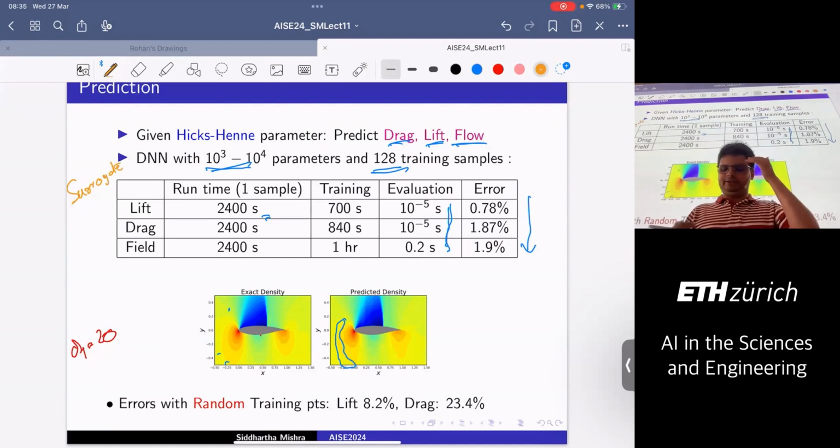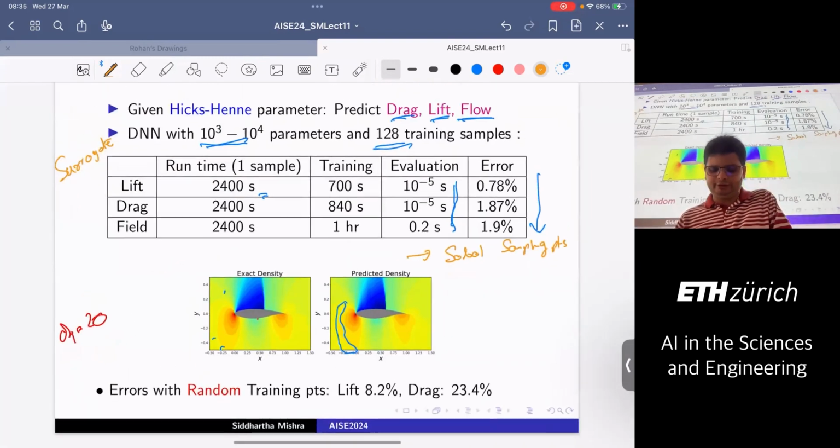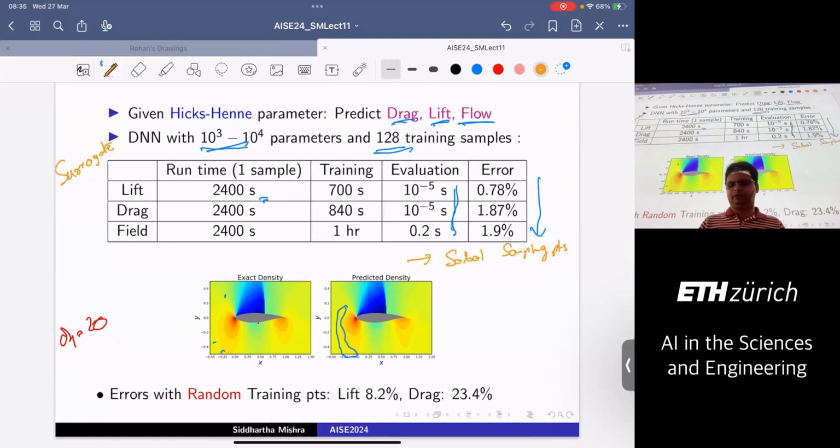And the advantage of this is that you get very, very fast, quick evaluations. Of course, the reason why it worked in some sense was this was done with LDS, with Sobol sampling points. This was a point that I wanted to illustrate, right? If I did random training, then of course the errors were larger because remember that the errors decay with 1 over square root of n.